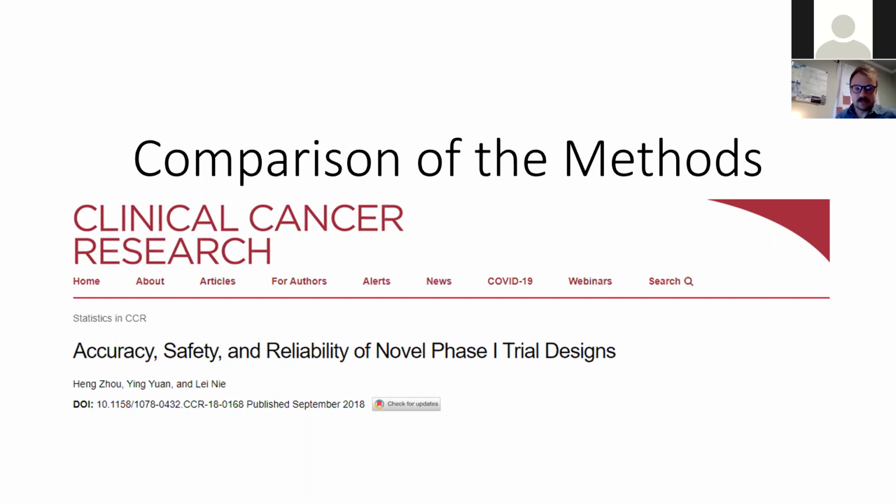What this paper did is they compared a bunch of different model-based designs, such as CRM, as well as model-assisted designs like the Boyne, the MTPI, and keyboard with the 3+3 trial. And the results are really interesting and give some interesting insight into these different designs' performance.